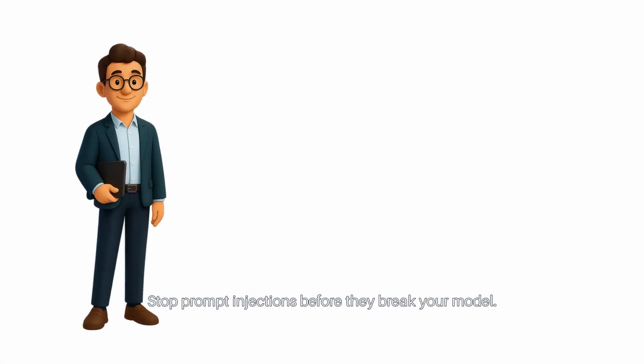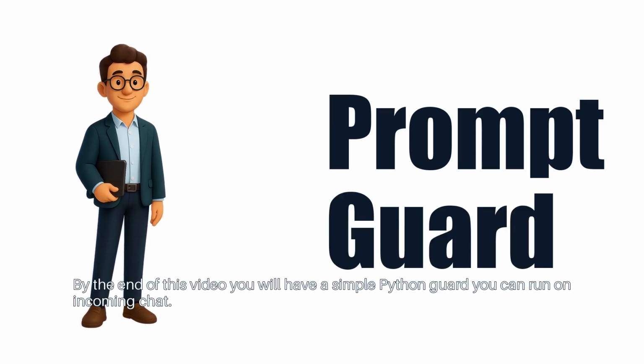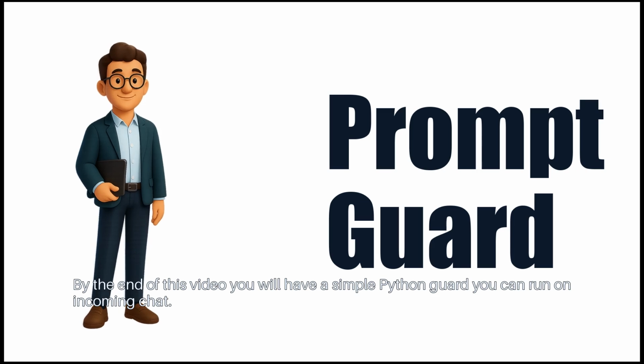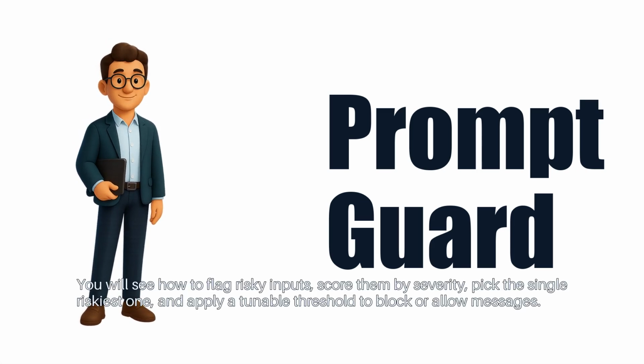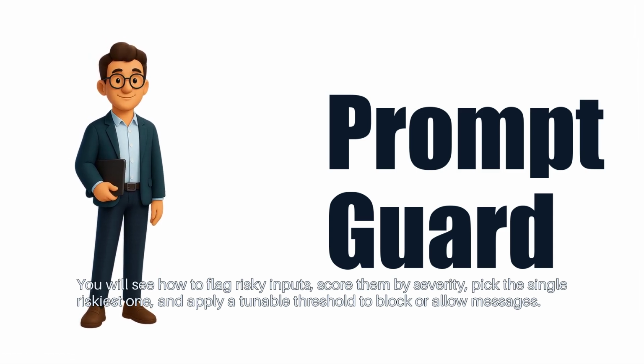Stop prompt injections before they break your model. By the end of this video, you will have a simple Python guard you can run on incoming chat. You will see how to flag risky inputs, score them by severity, pick the single riskiest one, and apply a tunable threshold to block or allow messages.